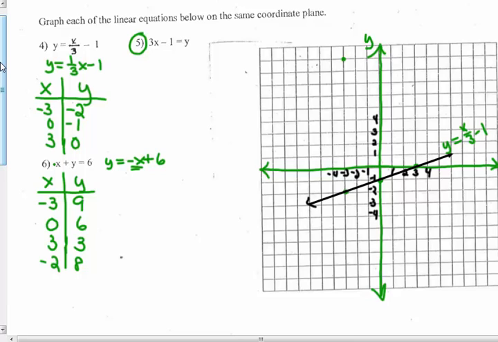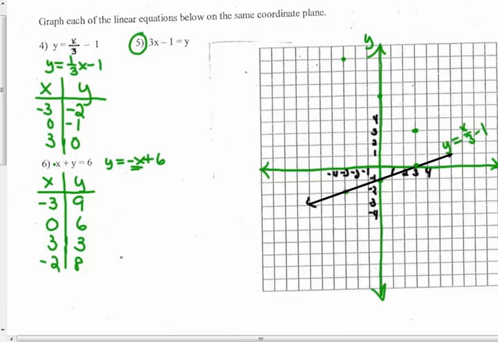So, the points -3, 9, 0, 6, and 0.33. Oh, look at that. It intersects. It has a common point, a common solution with my other equation. They have a point or a solution in common. No, they don't. 3, 3, silly. Oh, not 3, 0. 3, 3. No wonder that wasn't lining up.